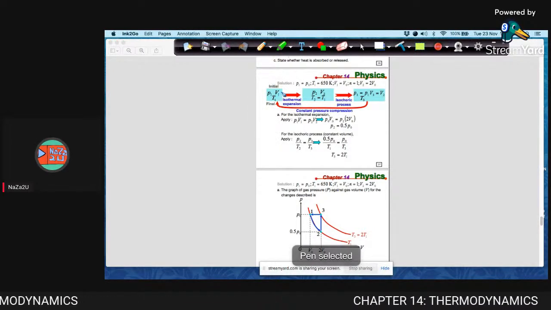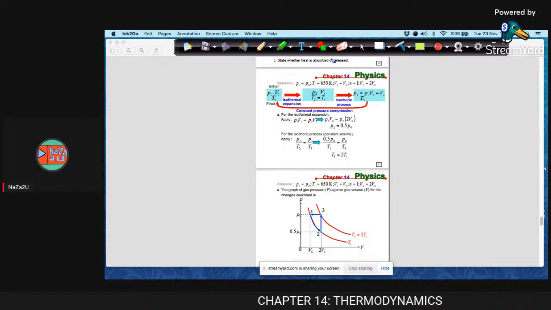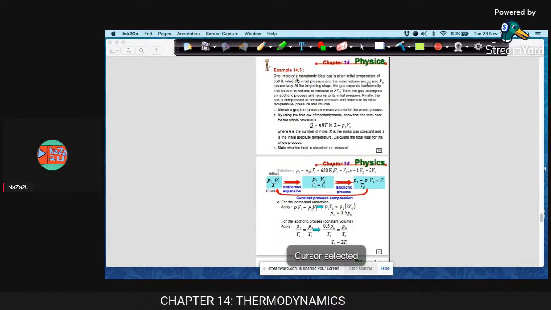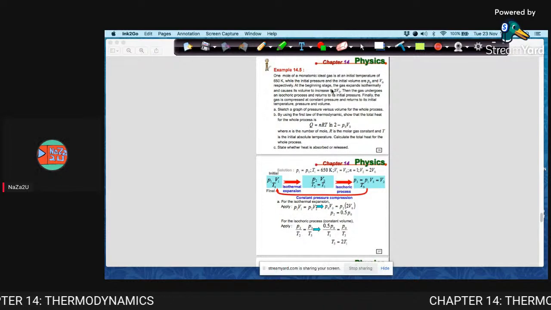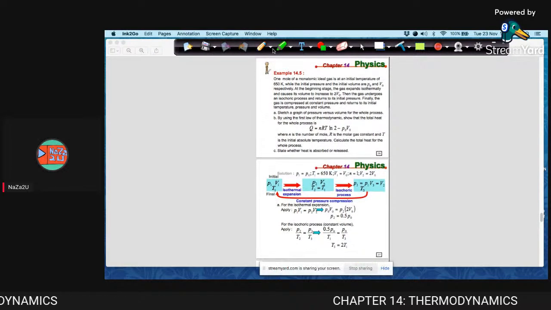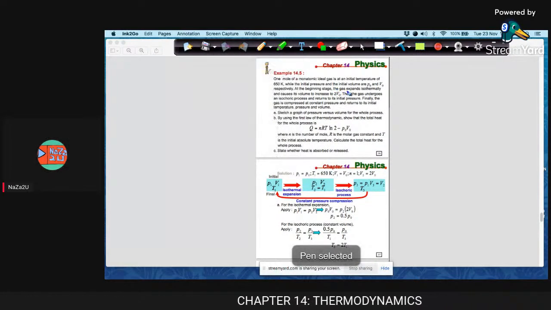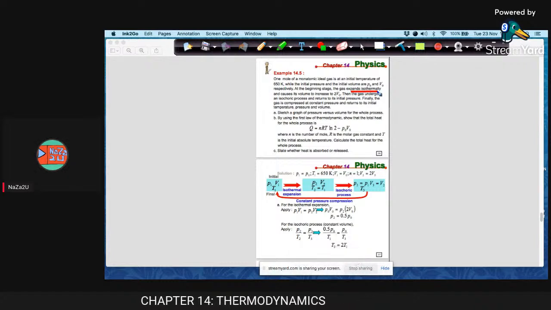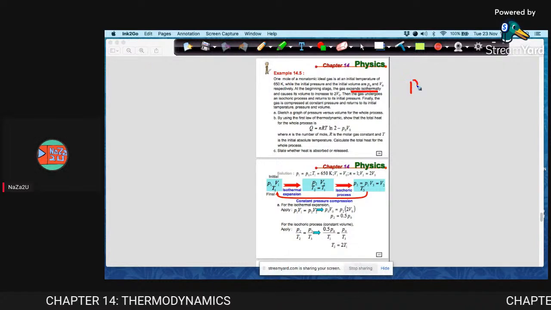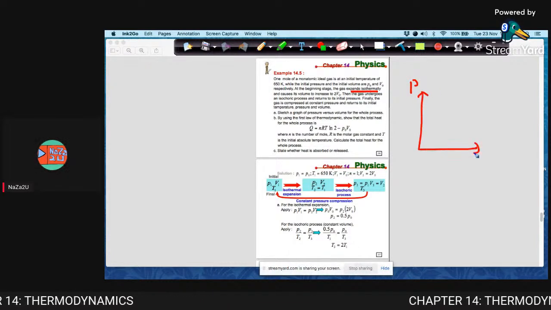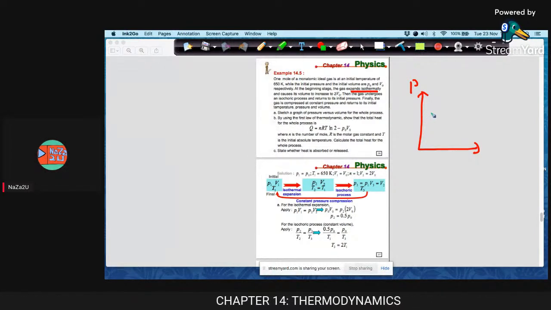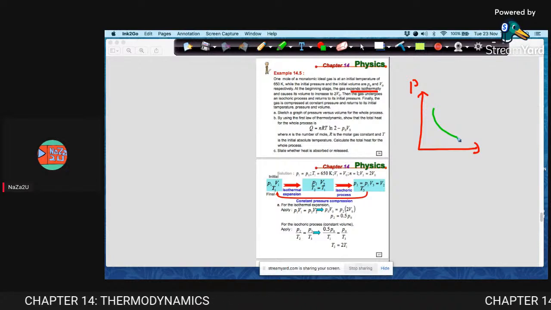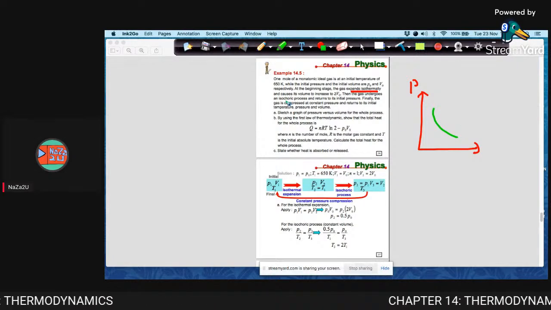Kalau kita tengok sini, kalau kita baca soalan, dia akan cerita mengenai one monoatomic gas in initial temperature, initial pressure, volume P V is beginning to expand isothermal. Maksudnya dalam kes ini dia bagi situasi gas ini expand isothermal. So kita tahu, kalau P versus V, kalau dia isothermal, we have a curve graph. This is isothermal.